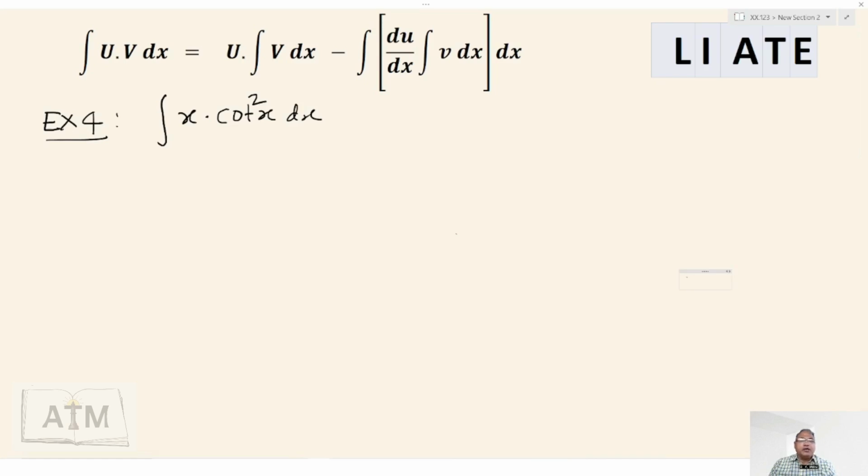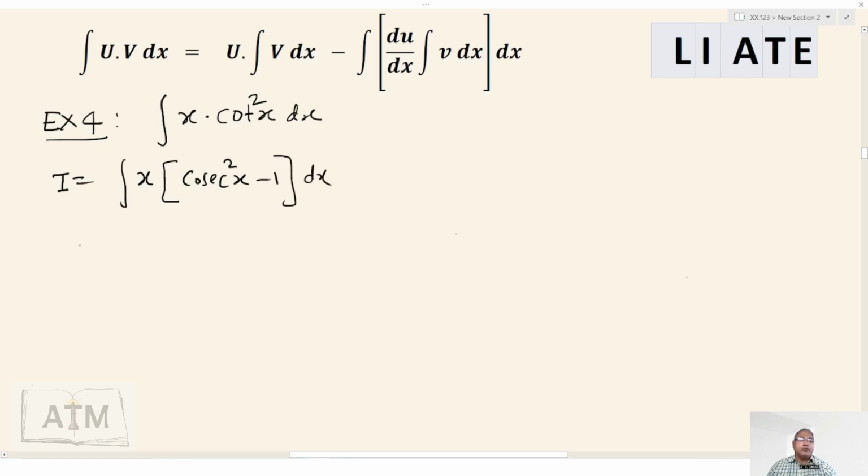Example 4, integration of x into cot square x dx. Here we know that there is no direct integration of cot square x. So I equals integration of x cot square x. So cot square x has to be converted by a trigonometric transformation, that is cot square x equals cosec square x minus 1.